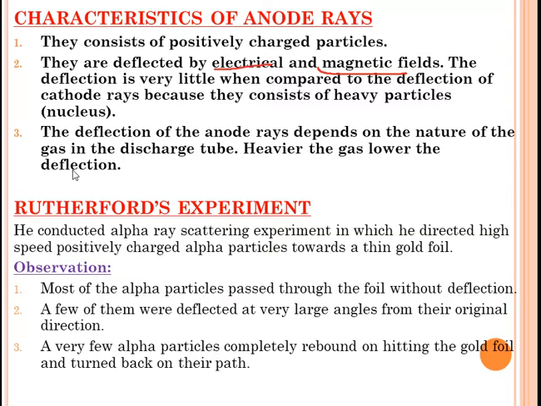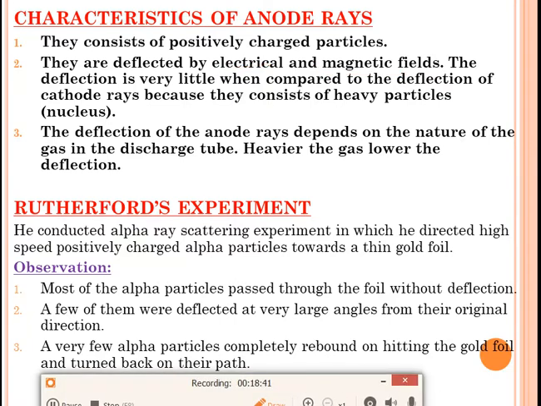So the deflection will be maximum in that case. If the gas is heavy, then the deflection will be very less. But if the gas is lighter, then the deflection will be more. So these were the different characteristics of anode rays.